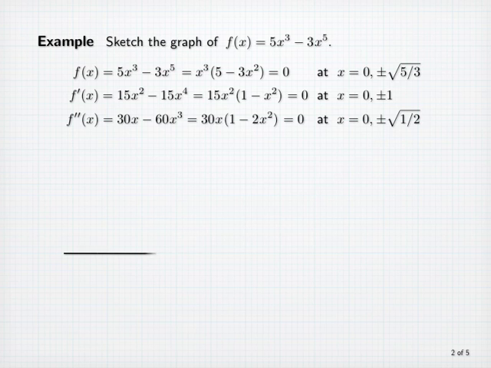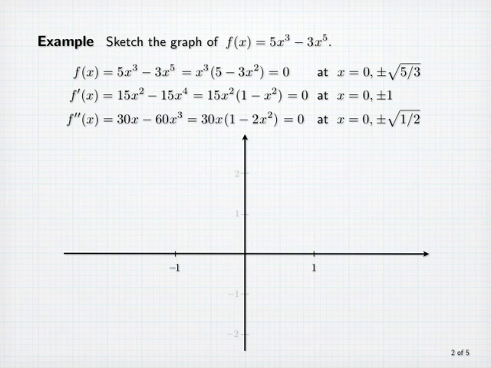So let's start by drawing our x and y axes and placing an appropriate scale on each one and plotting the x-intercepts of the graph of f. f of x is equal to 0 at minus square root of 5/3, positive square root of 5/3, and at 0. Now let's look at the first derivative and think about its sign.